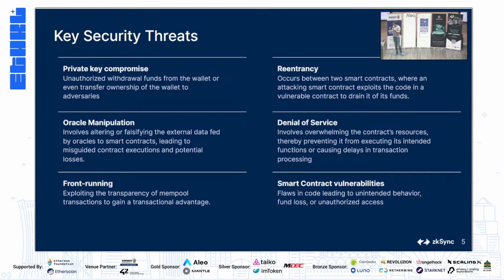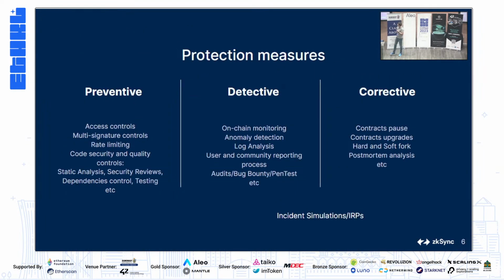The last one is smart contract vulnerabilities. These are flaws in the code which can be used by attackers to hack the smart contracts and drain the funds or gain some kind of unauthorized access there. So what can we do to protect against such threats?